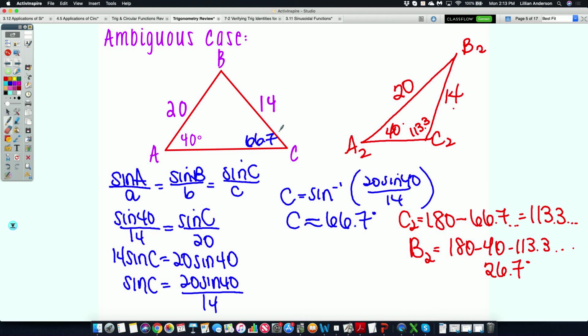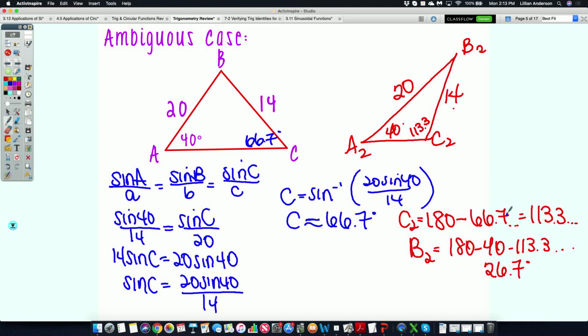And remember, you always check for the ambiguous case in a side-angle situation, and you find that second triangle after you find the first angle. So once you find the first angle, which was angle C in this case, you do 180 minus that to get the potential angle C in the second triangle, and then you'll find angle B from there.